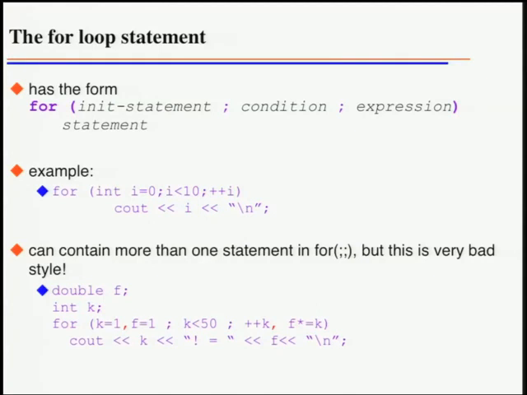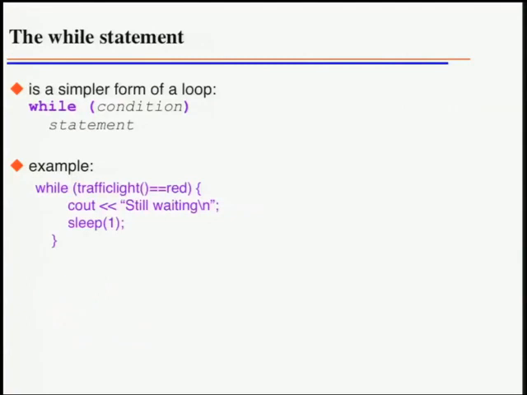After the 10th iteration, which printed 9, the I will be incremented, and the condition here will be false because 10 is not less than 10. In principle, you can put several statements into this loop header here, but in general, that's very bad style. There's a simpler loop, the so-called while loop, which just has the condition and the loop body. An example is here. While the traffic light is red, do this.